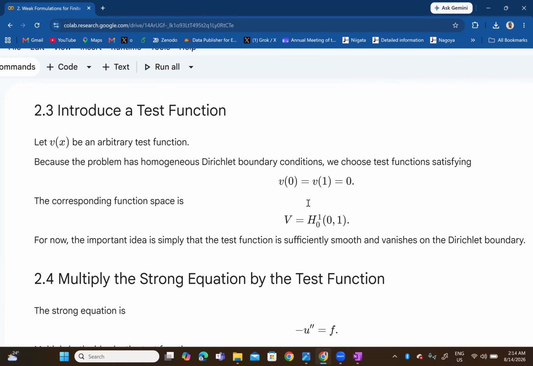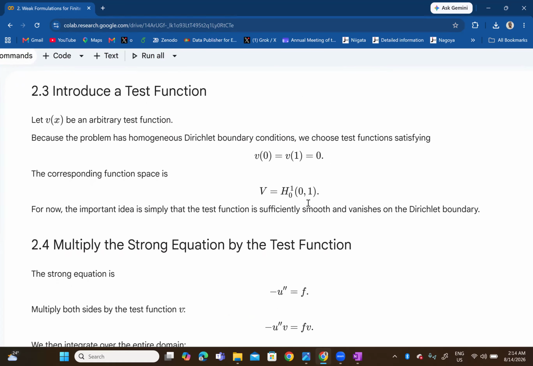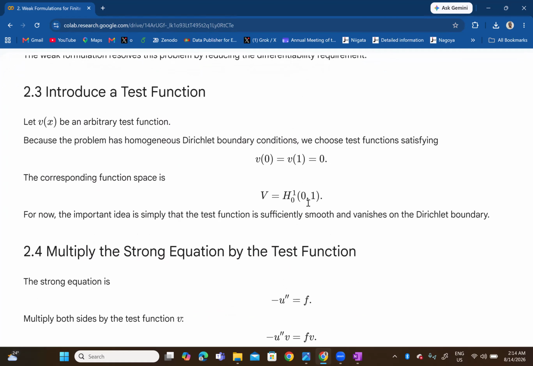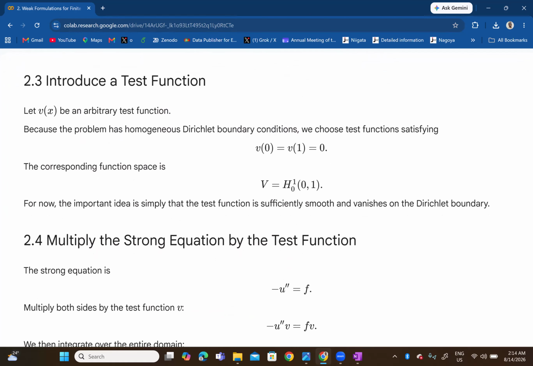Now, let's talk about a test function, because it's actually a test function that makes the weak formulation possible. Now, let v of x be an arbitrary test function.